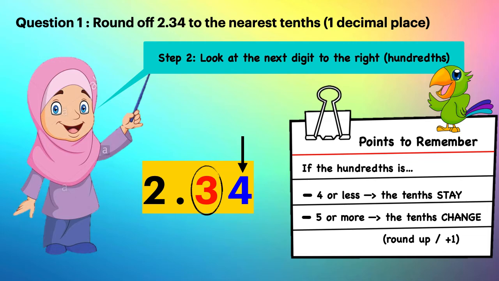Our hundredth here is 4, which is the one in blue. Can you tell me which one it will be? Is it 4 or less, or 5 or more? Yes, it is 4 or less, which means we stay. Which one will stay, the blue one or the red one? Yes, it's the red one, your tenth, because that is the number that you're rounding to. So it stays because the hundredth is only 4.